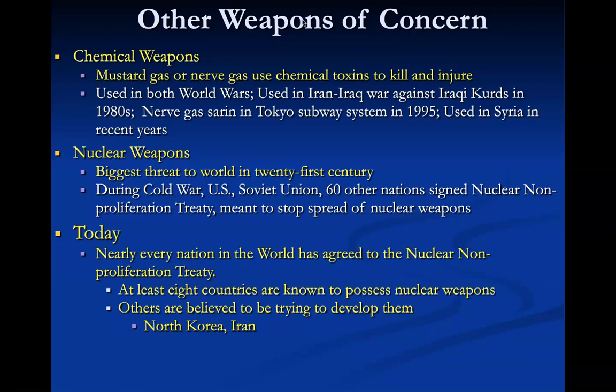So, every nation in the world has agreed that nuclear weapons is bad. They have the Nuclear Non-Proliferation Treaty. At least 8 countries are known to possess nuclear weapons, and that's just the ones we know about. But we believe that North Korea and Iran are trying to make them. We know North Korea is trying to make them. Iran is trying to make them every once in a while until they get caught.